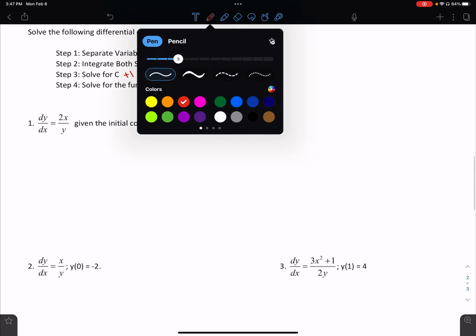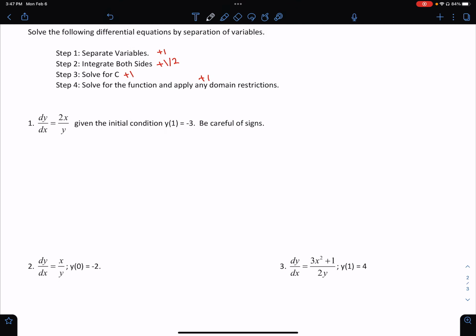So for the first one, we want to solve this. So the first thing we're going to do is I want to separate my variables. Notice I got my y's and I got my x's. So I'm going to bring over my dx, and I'm going to bring my y over by cross multiplying. That's going to give me y dy equals 2x dx.